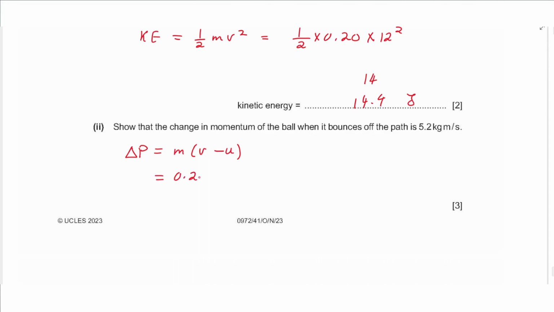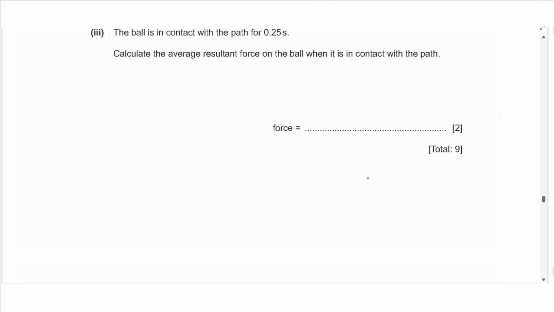So that's 0.20 times 12 minus negative 14. Since there was a change in direction, we choose one direction to be positive and the other to be negative. In this case, I chose upwards to be positive and the original downwards direction to be negative. This gives an answer of 5.2. Part I says the ball is in contact with the path for 0.25 seconds. Calculate the average resultant force on the ball when it is in contact with the path.